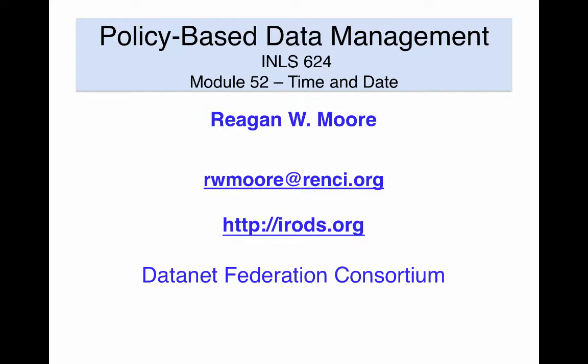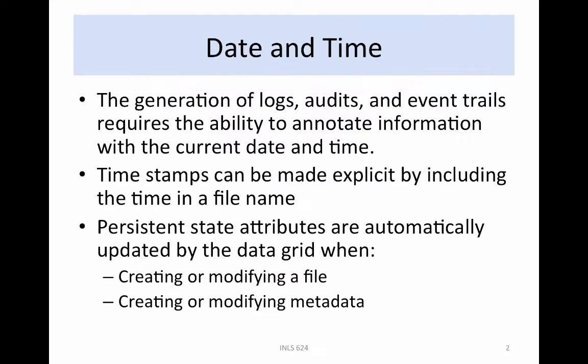Timestamps require the ability to find the current date and time. The generation of logs, audit trails, and event trails requires the ability to annotate information with the current date and time. For example, a file name can include a timestamp to enable browsing for the most recent version of a file. Timestamps are automatically generated by the data grid and saved as system attributes whenever a file or metadata value is created or updated. These timestamps can be retrieved to find files that have been created after a specific date.